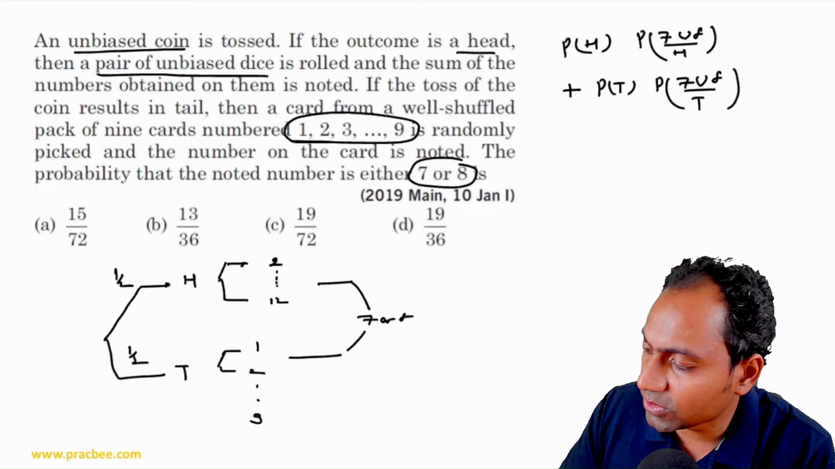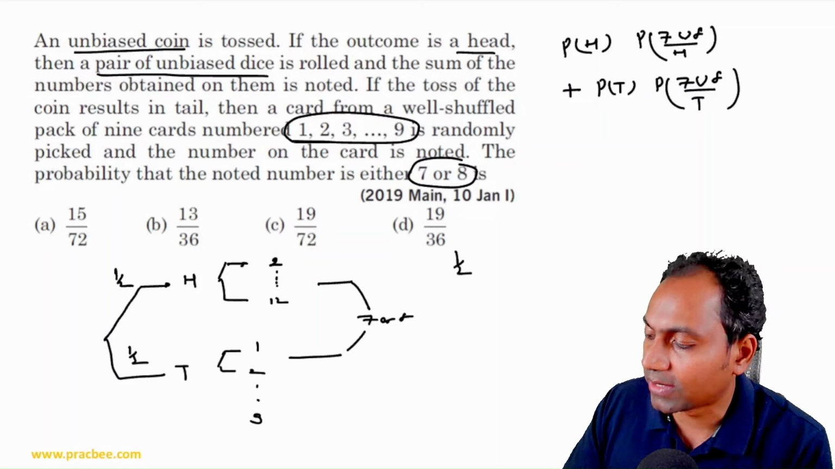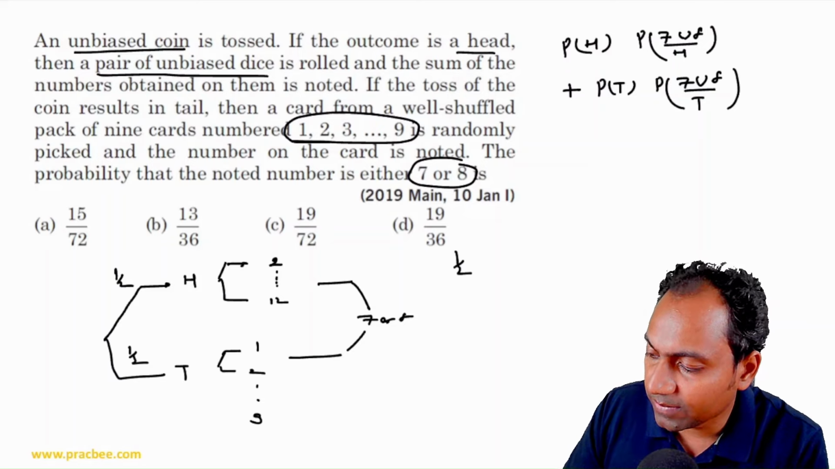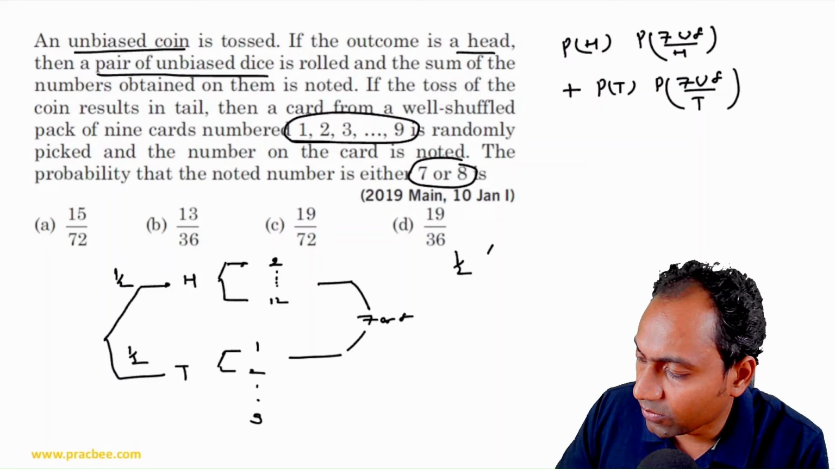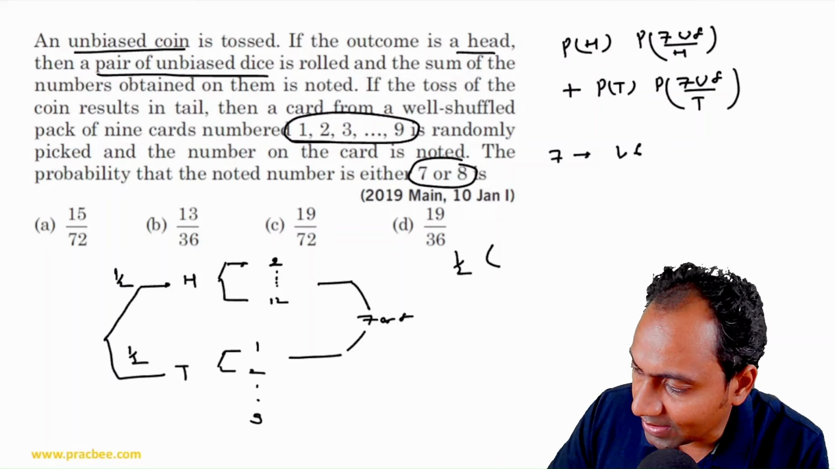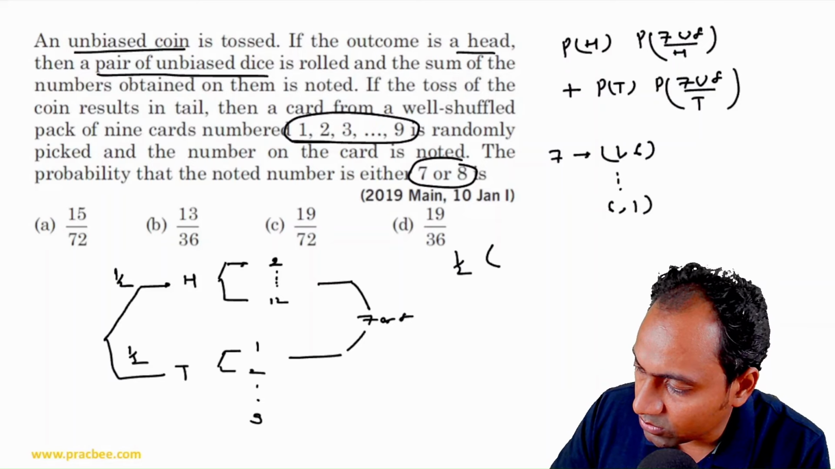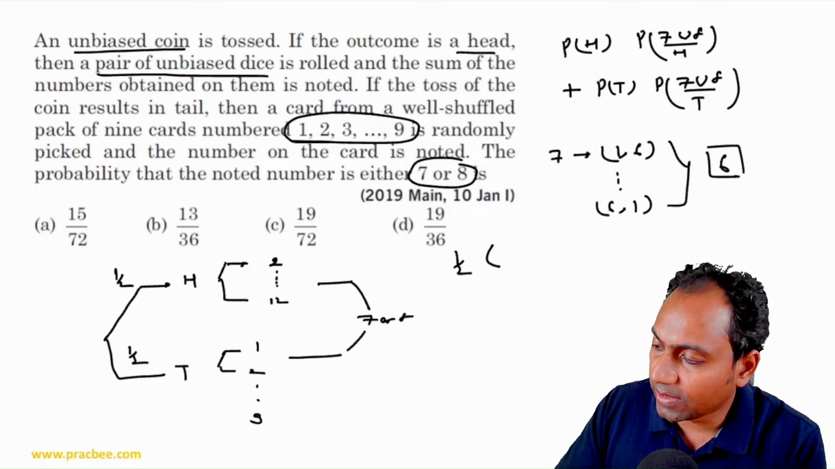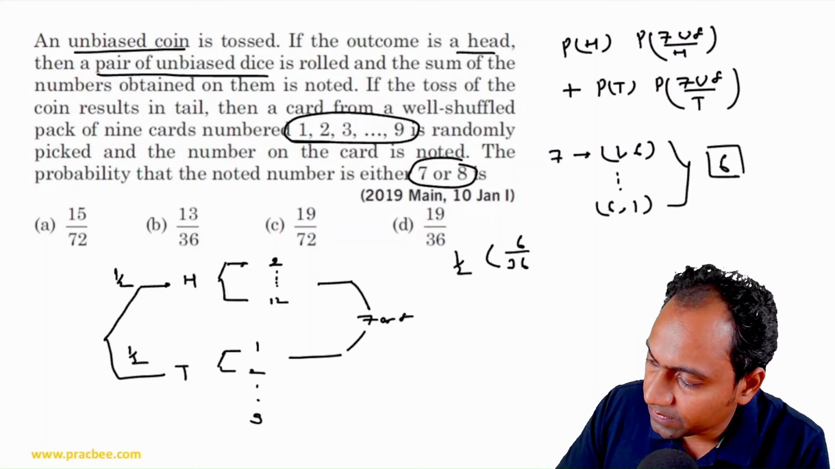So from the first path, if I take 1 by 2, it can come, then head has come. Now here, if you want to get 7, it can come when from the first dice it is 1, and second there is 6, and like this we go till 6, 1. So there are 6 cases corresponding to that. So this can come in 6 by 36 cases.